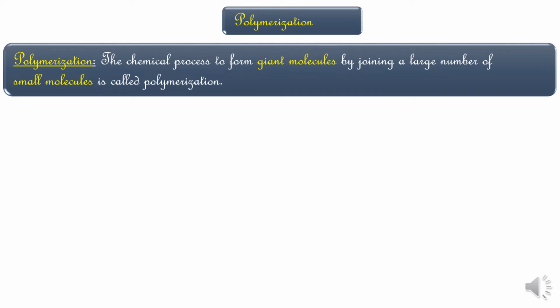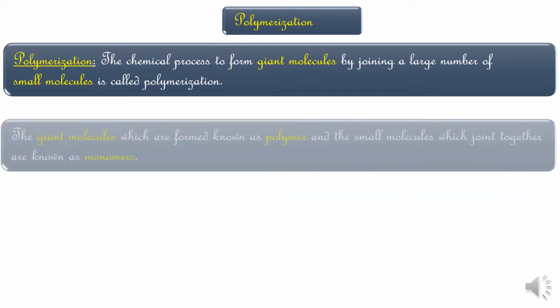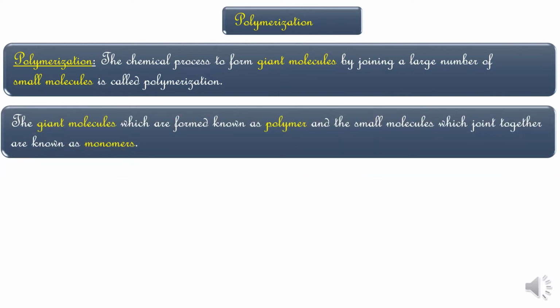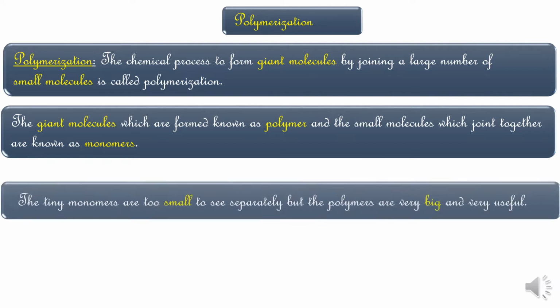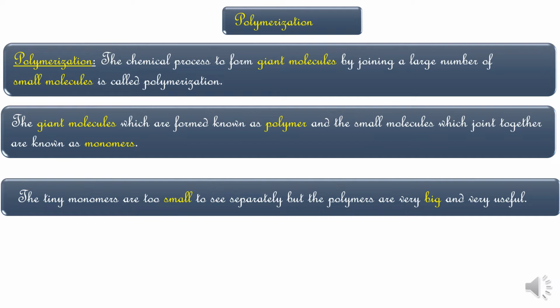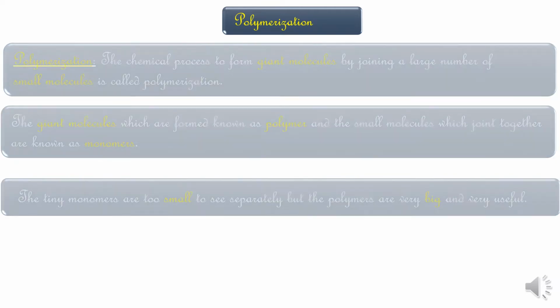Polymerization is the chemical process to form giant molecules by joining a large number of small molecules. The giant molecules which are formed are known as polymers, and the small molecules which join together are known as monomers. The tiny monomers are too small to see separately, but the polymers are very big and very useful.